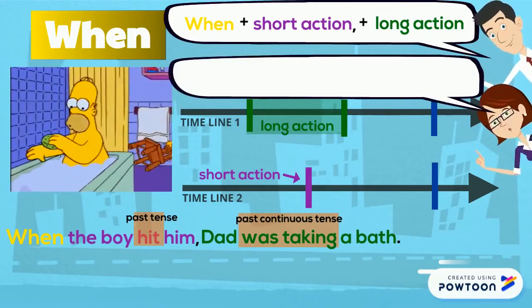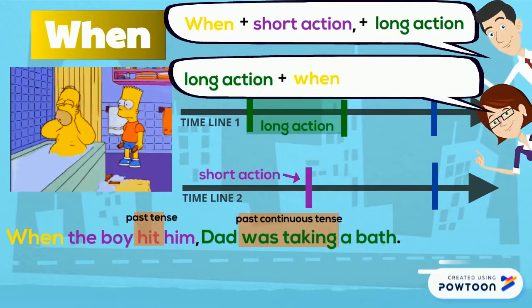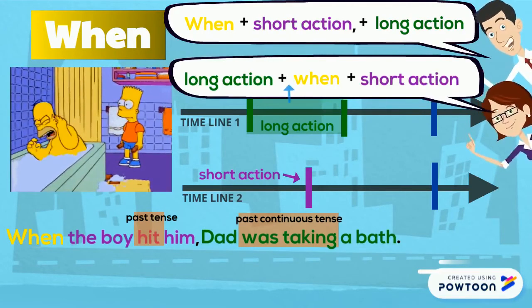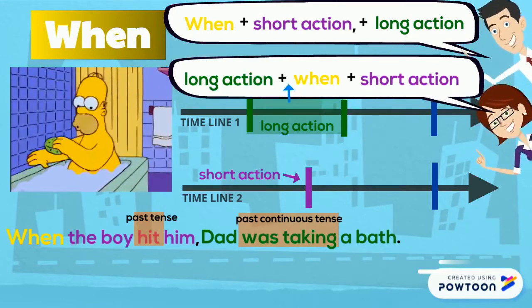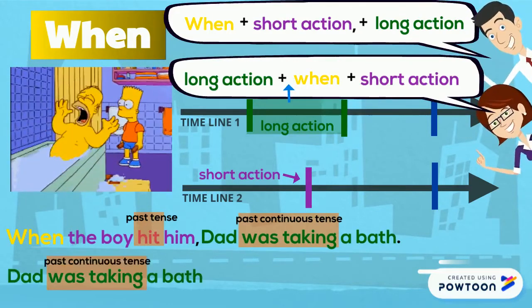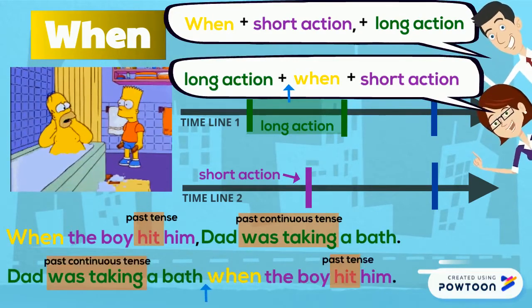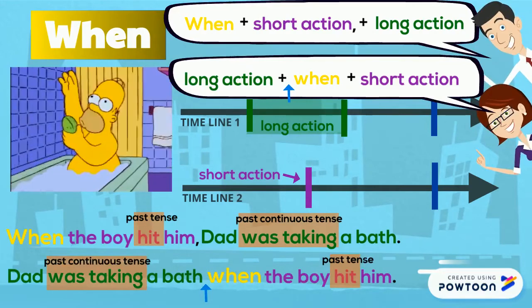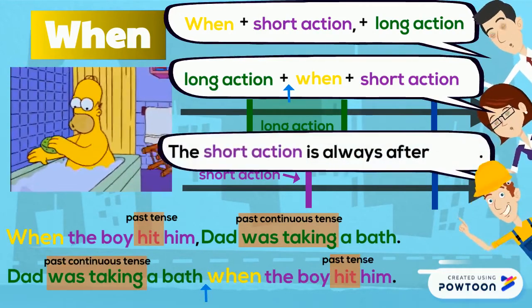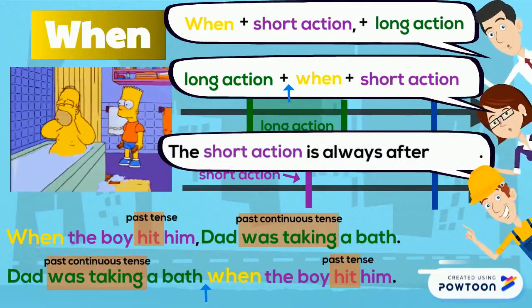We can also write a long action plus when plus a short action. There is no comma before when in the middle of the sentence. So, Dad was taking a bath when the boy hit him, full stop. Remember, the short action is always after when.